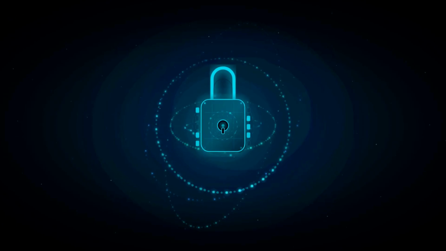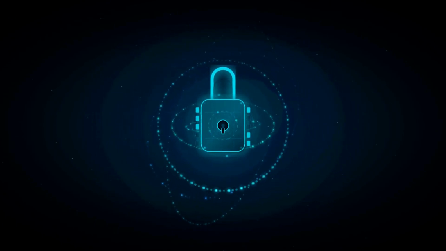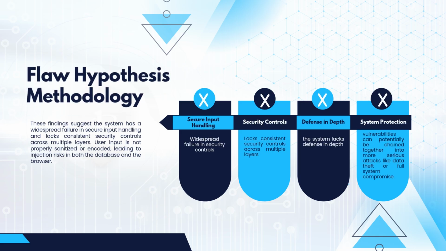These issues combined show a pattern of weak input validation, missing security controls, and unnecessary information disclosure. Using flaw hypothesis methodology, these findings suggest the system has a widespread failure in secure input handling and lacks consistent security controls across multiple layers. User input is not properly sanitized or encoded, leading to injection risks in both the database and the browser. At the same time, missing security headers and protections show weak baseline hardening. Overall, the system lacks defense in depth, meaning that simple vulnerabilities can potentially be chained together into more serious attacks like data theft or full system compromise.